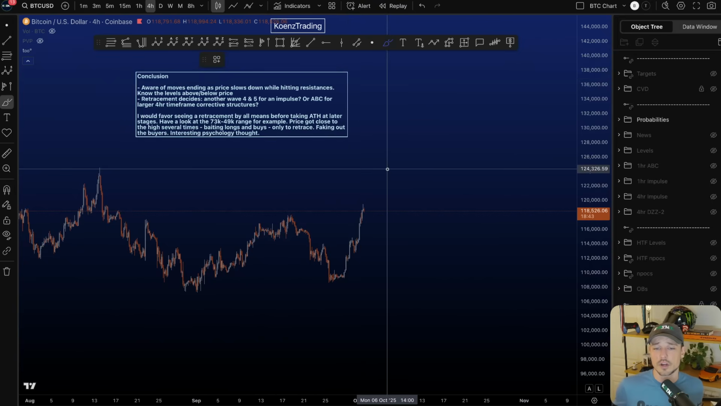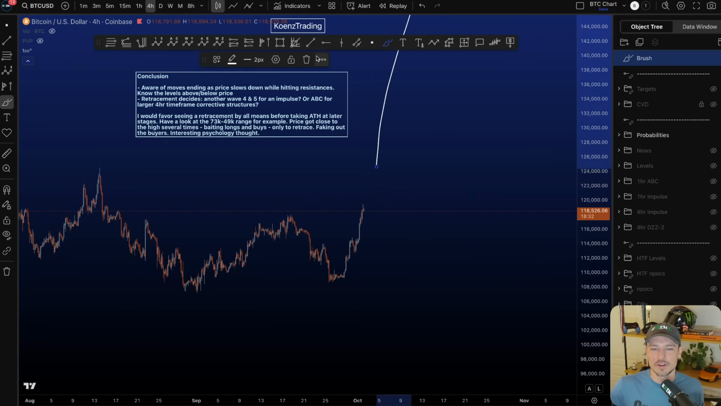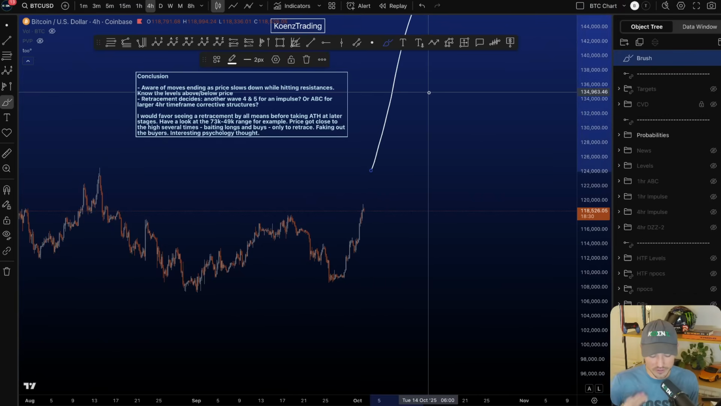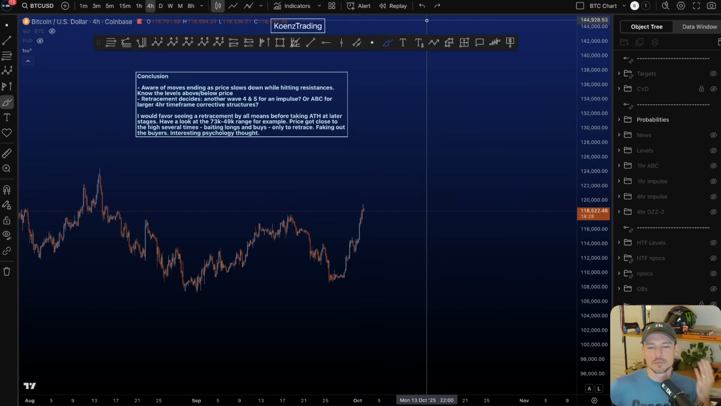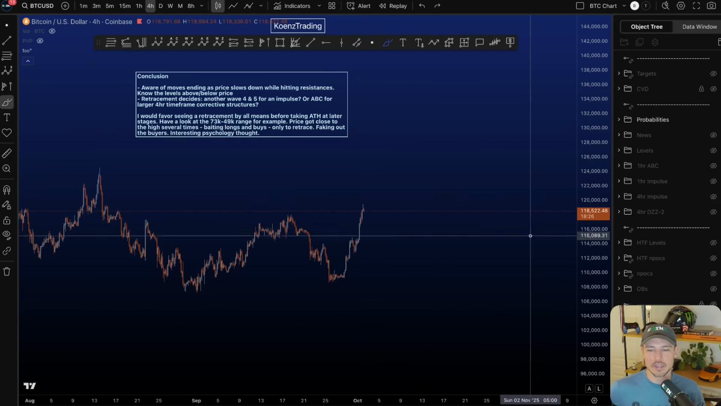Do I mind price just pushing to the upside to new all-time highs and continuing? Absolutely not. Is it the highest probability? No, I'm not really looking for that to happen. And even if you take out the high, just straight continuation is not something I'm looking for. I would prefer a retracement by all means.